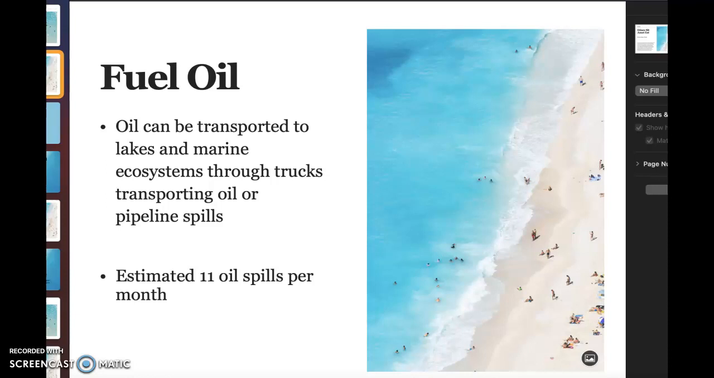So one of the chemicals I chose as a possibility would be fuel oil. It can be transported to lakes and marine ecosystems through several ways, some being trucks that are transporting the oil and it leaks out, pipeline spills, and it is fairly common. 11 oil spills happen per month in the US alone. And this isn't even counting long-lasting oil spills that slowly go into the ecosystem and which does still have a severe effect on the community.